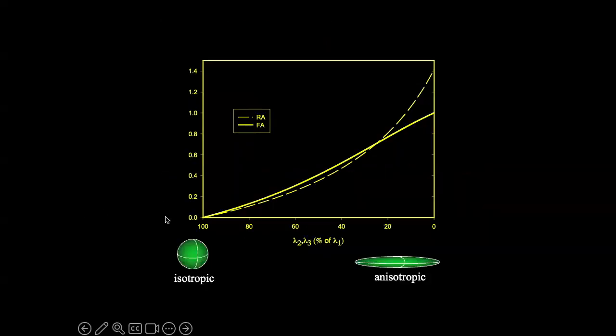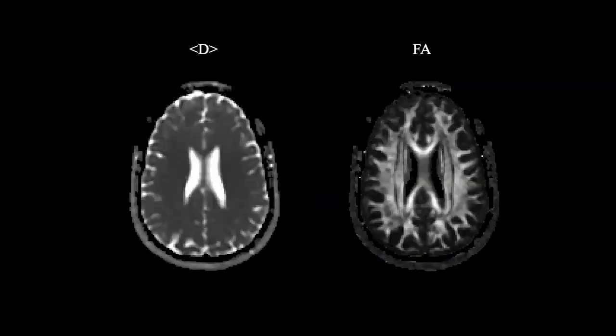Fractional anisotropy goes from a value of 0 to 1, so it's this line right here. It's a nice linear relationship. If it's 0, it's a sphere. If it's 1, then it's like a pencil. So, going on there. All right, so what does this look like in the brain?